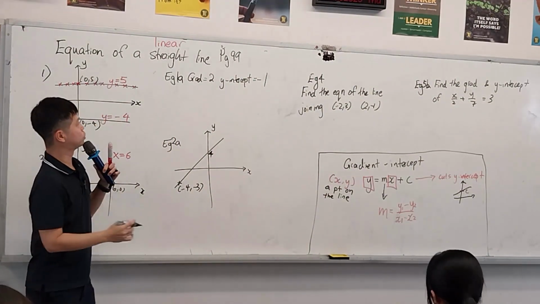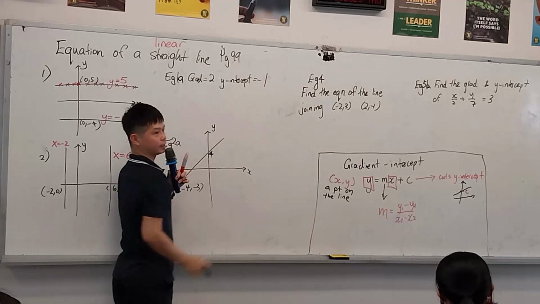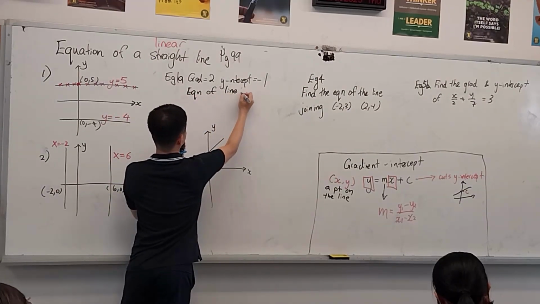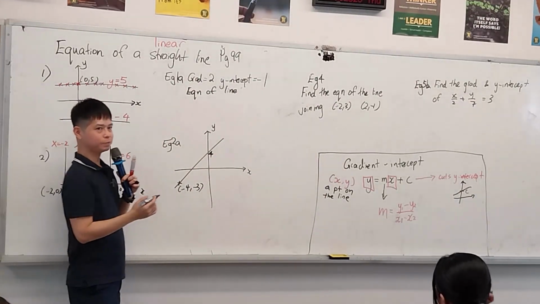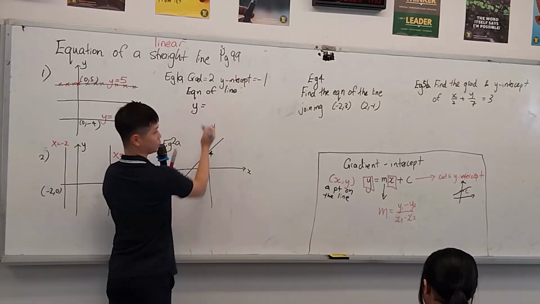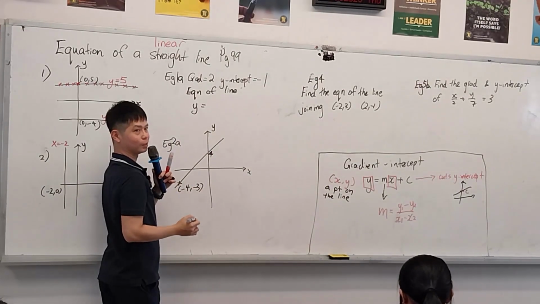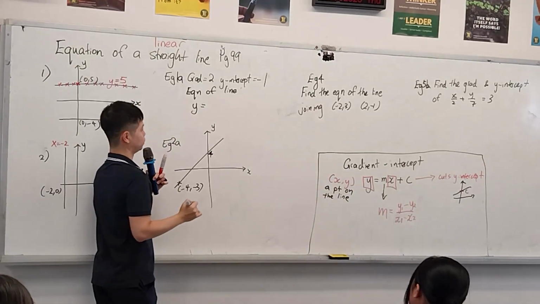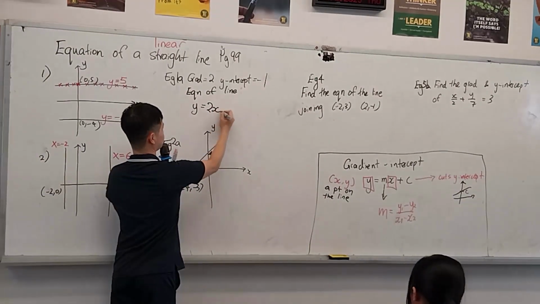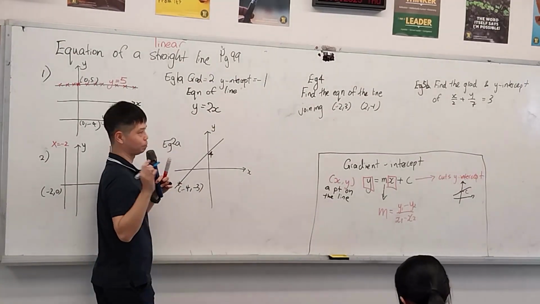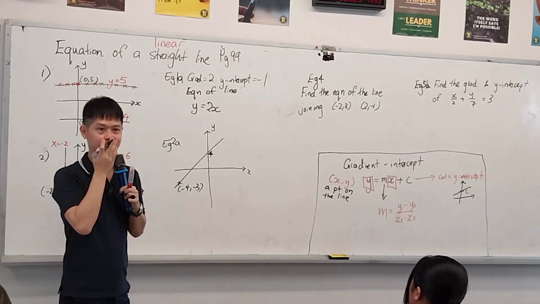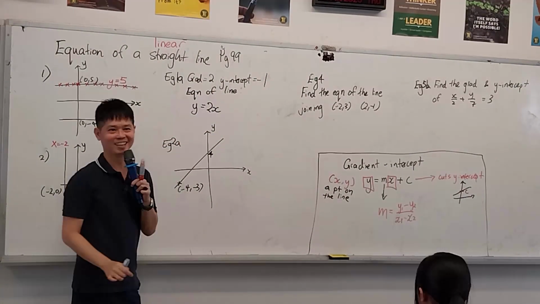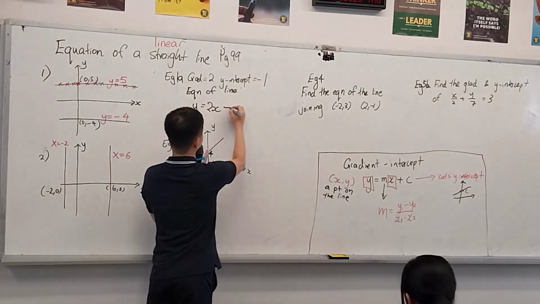The gradient is 2, the y-intercept is -1. So the question asks us for the equation of the line. What do you think is the equation of the line? y equals to? The gradient is 2, the y-intercept is -1. y equals to 2x plus, where did the 4 come from? No, this question. Okay, yeah, so that's the answer.